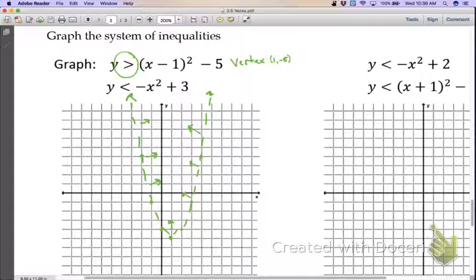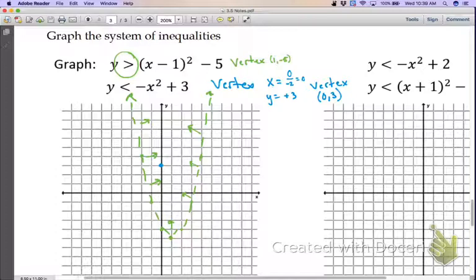I need to do the same thing with my blue one, and I need to find my vertex. Again, I've got to find x first. I do not have a b, so it's at 0, negative 2. So my x is at 2. Y, plug it in, I'm going to end up at a positive 3. So my vertex here is at 0, 3. So plot my point.